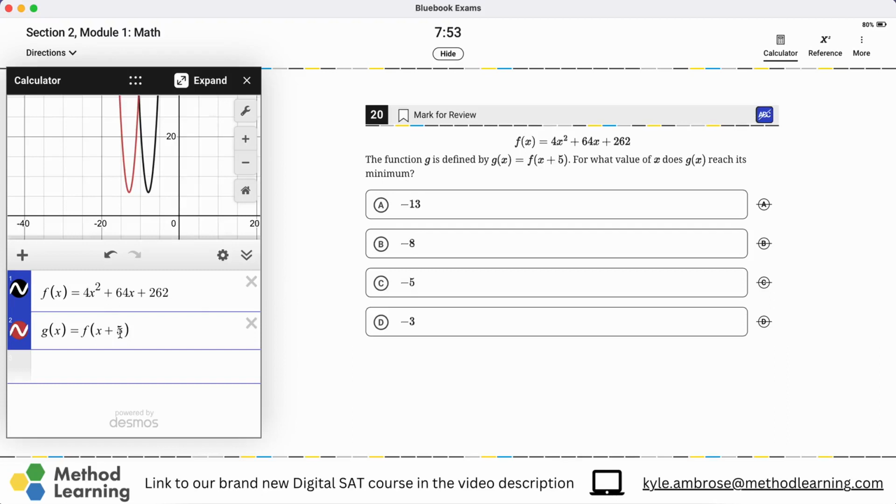5 is really negative. So what's the minimum? Or for what value of x does g of x, the red one, reach its minimum? It's at an x value of -13, A.